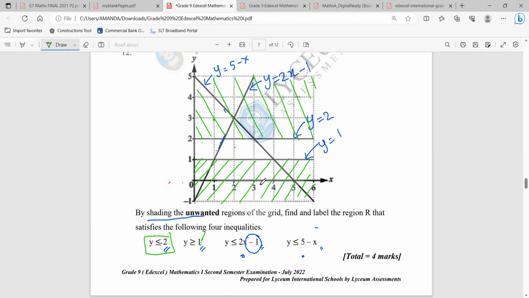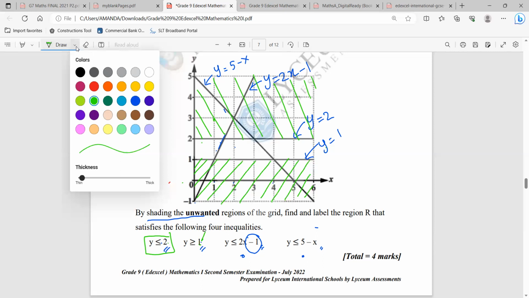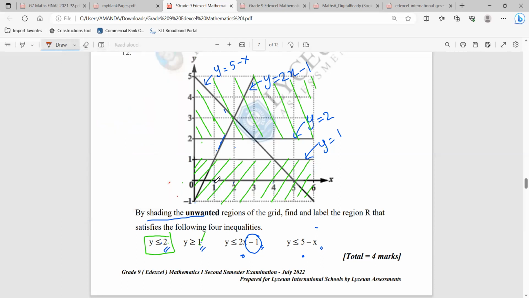And now y equals 2x minus 1, which is this line. Well, let me take another color. So it's this line. We are going to talk about this line now. They are telling us the y coordinates are less than 2x minus 1. I'm going to pick a coordinate.